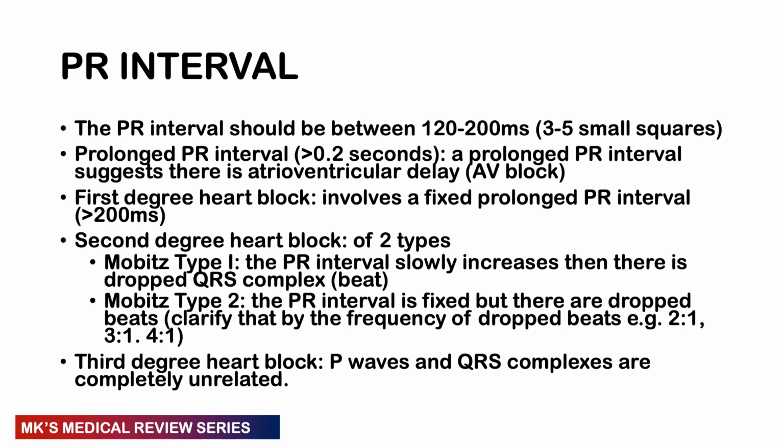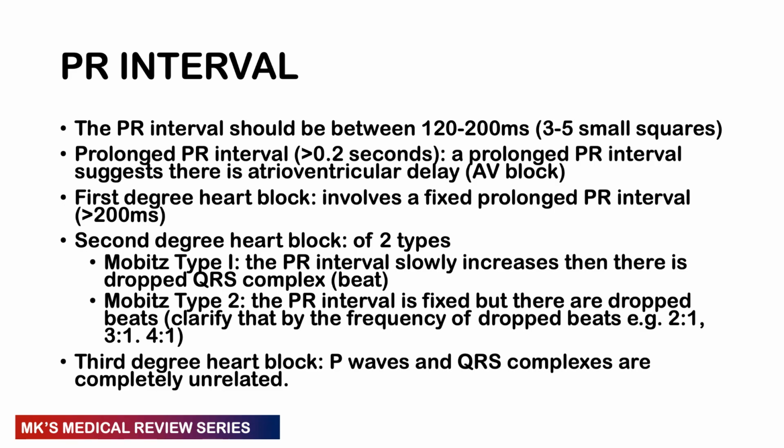So we'll begin with our prolonged PR interval, which is one that is greater than 200 milliseconds or 0.2 seconds. This signifies that there's some sort of blockage, an atrioventricular delay. So heart block can be divided into 3 types: first degree, second degree, and third degree. In first degree, you have a fixed prolonged PR interval. That's the only thing you have. The PR interval is increased, it's prolonged.